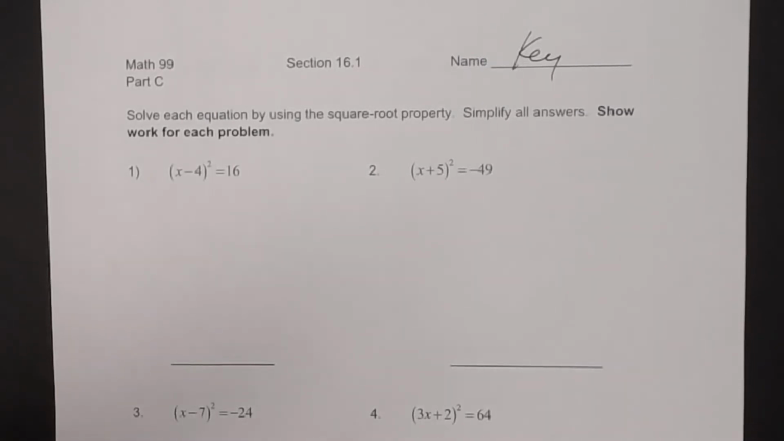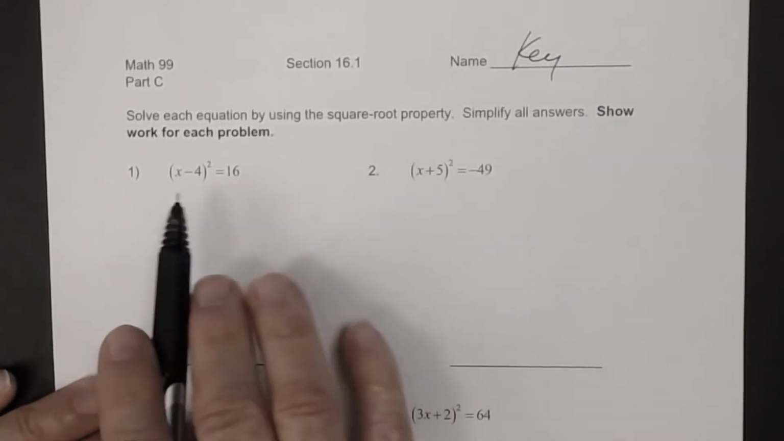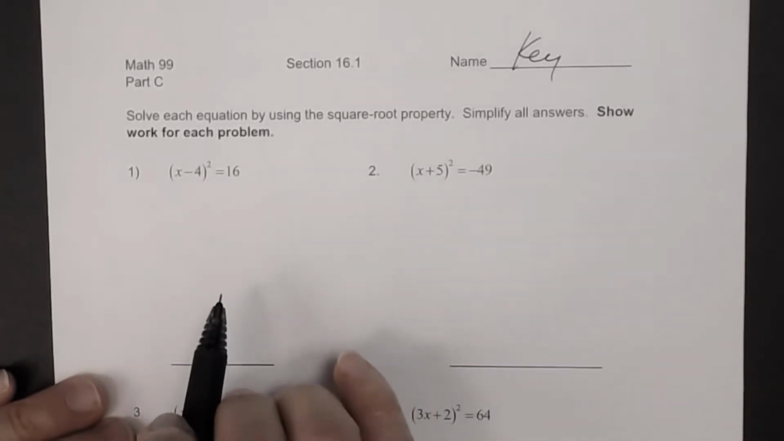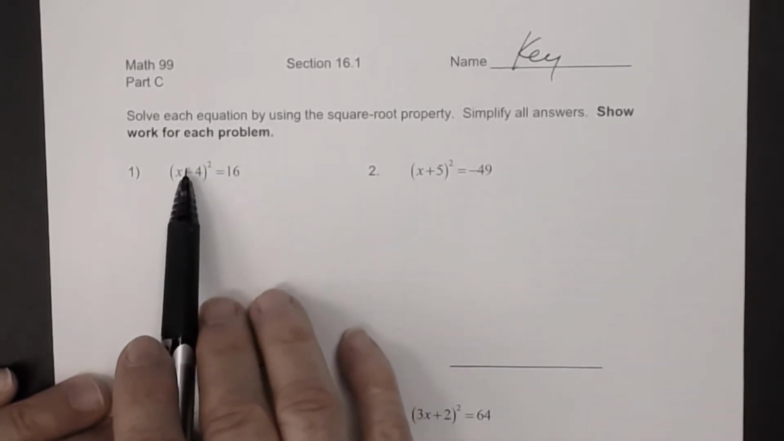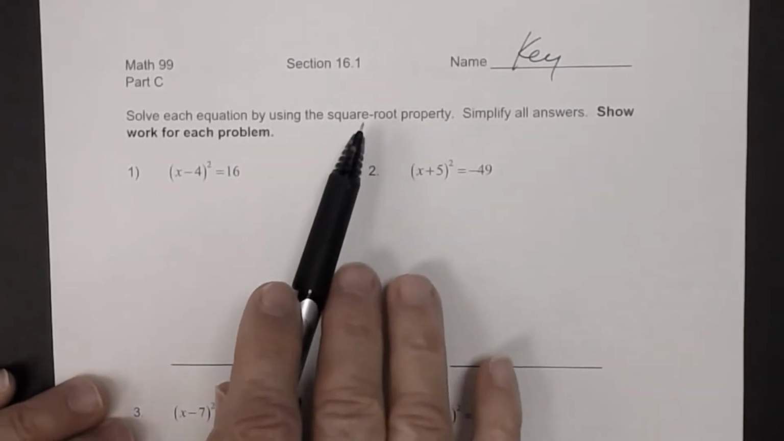Okay, so this is the key to 16.1 part C, and here you want to use the square root property. Each of these is a quadratic equation, because if you were to multiply this out, you would get x squared in each case. So these are quadratic equations, and you're asked to solve them using the square root property.